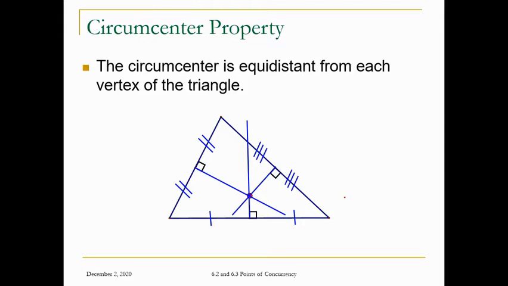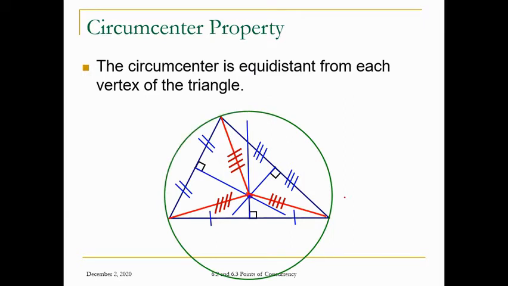The circumcenter is equal distance from each vertex of the triangle. So notice how the ones in red are all the same. When you draw a circle around it, you call this the circumcircle. But notice how those red lines are now the radiuses of that circle.